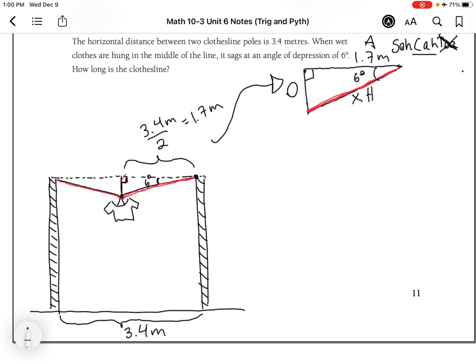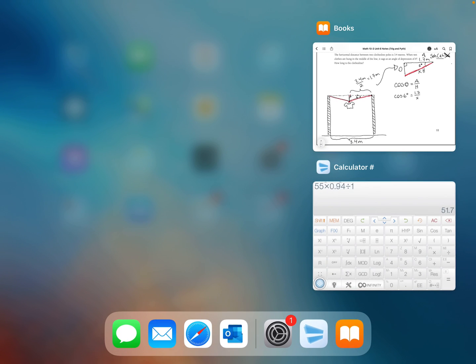So I'm going to write out cosine. Cosine theta equals adjacent over hypotenuse, and I'm going to fill in what I know. So I know that my angle is 6 degrees, and my adjacent is 1.7, and my hypotenuse is X. I don't know what that is. Okay, so I'm going to go over to my calculator now and figure out what is the cosine of 6 degrees.